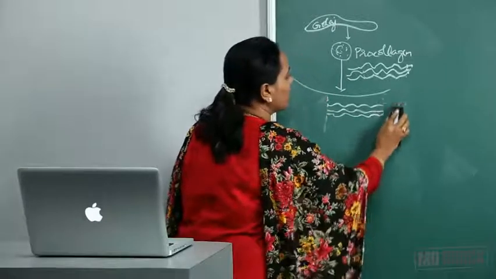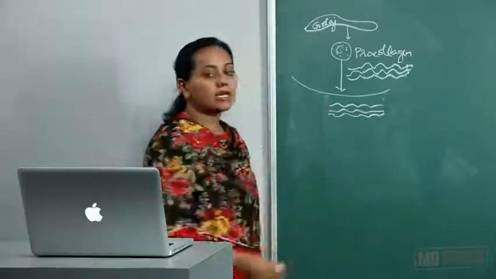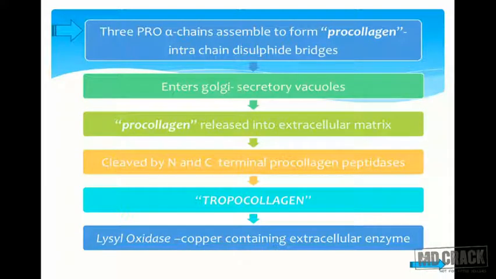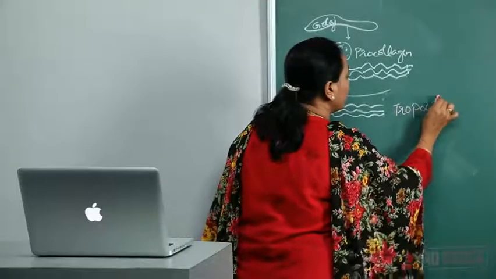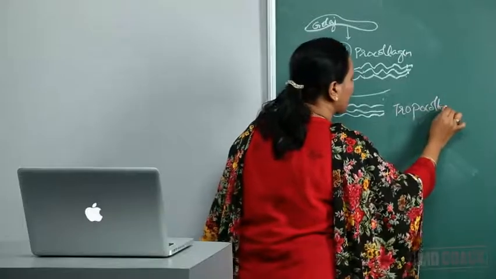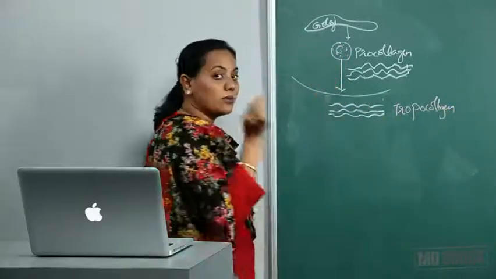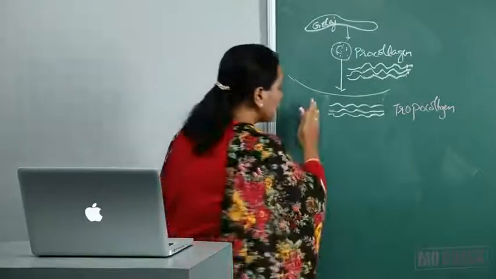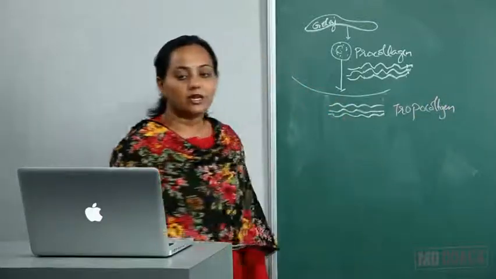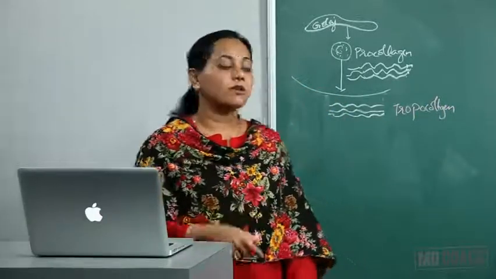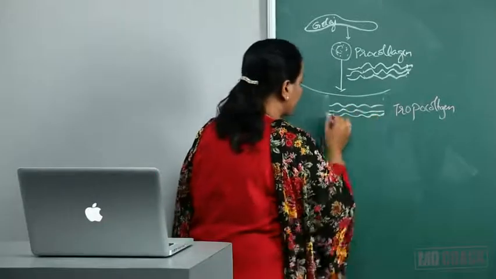When this is cleaved, what is remaining now? What do you think it is? It is a tropocollagen. As I said, it is still not collagen. It still has to form a quarter-staggered structure. Only then does it become a collagen fiber. So right now it is tropocollagen, which is procollagen with the N terminal and C terminal cleaved off. The next step is the formation of the quarter-staggered structure.